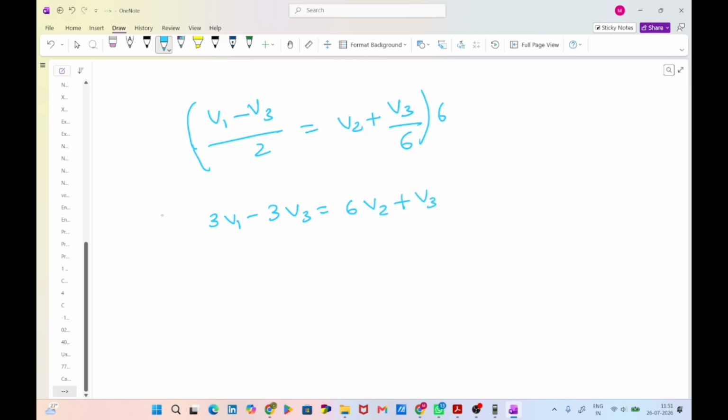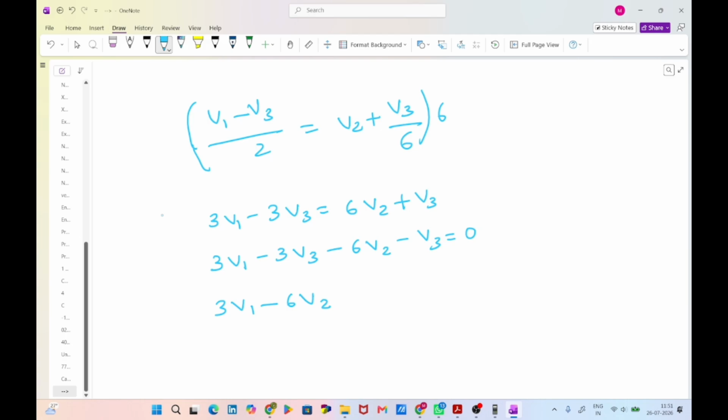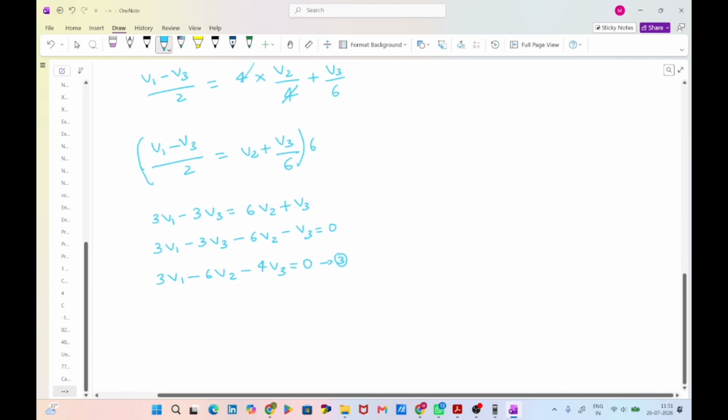And then write 3V1 minus 3V3 minus 6V2 minus V3 is equal to 0. Right? 3V1 and then minus 6V2. We know that minus 3V3 minus V3 is equal to minus 4V3 is equal to 0. Let us consider this as equation 3.